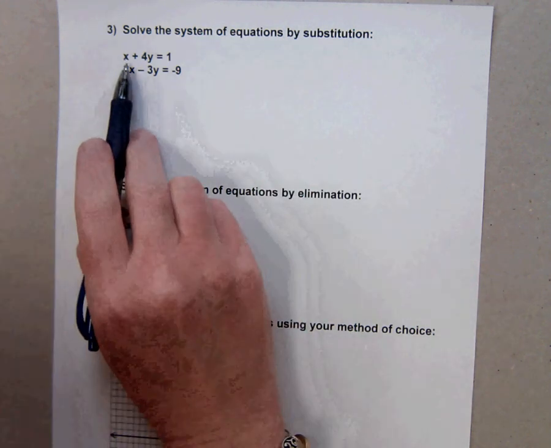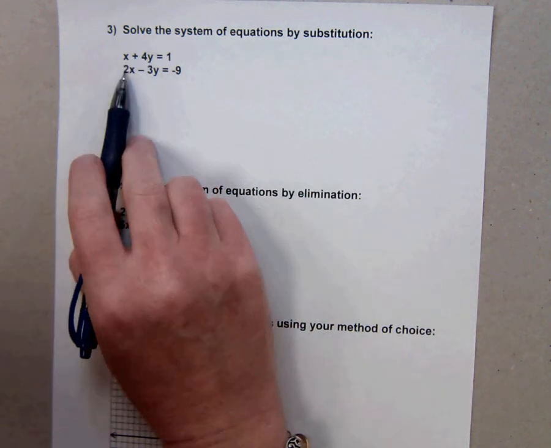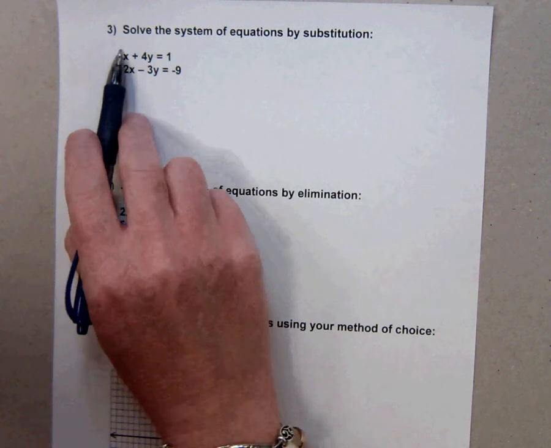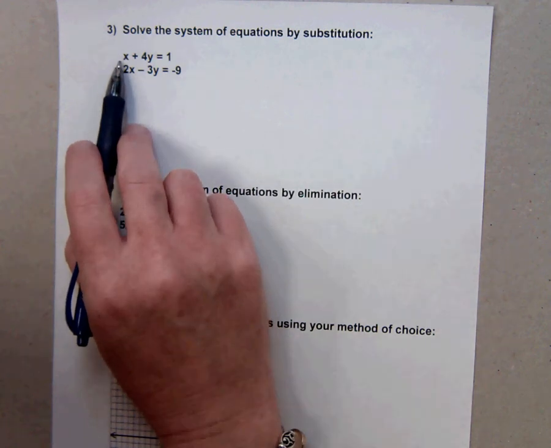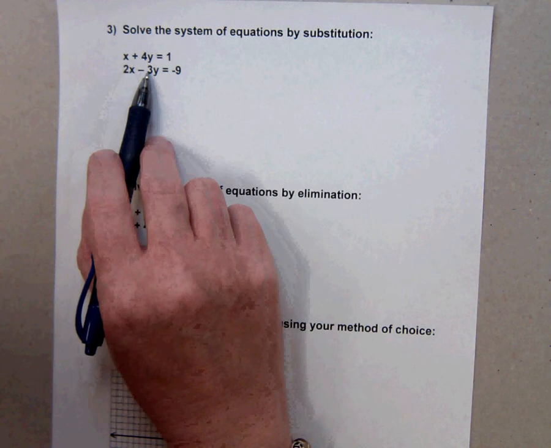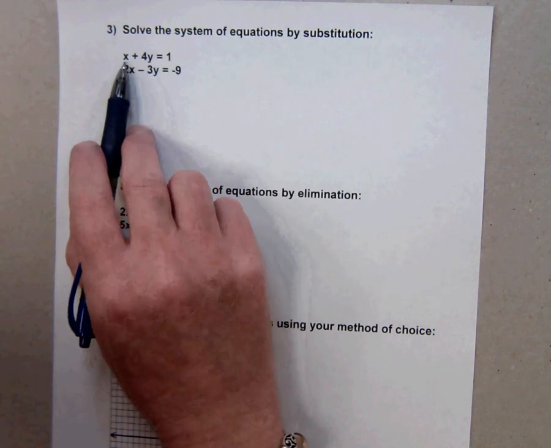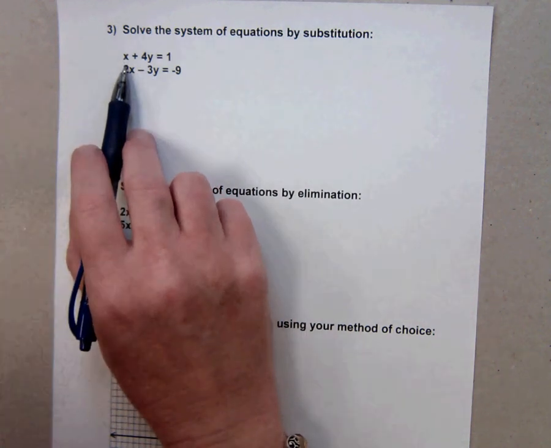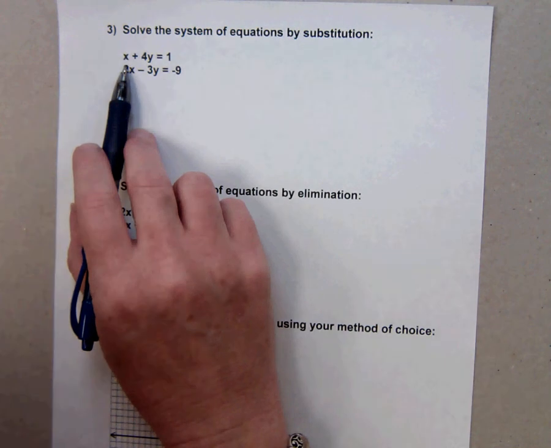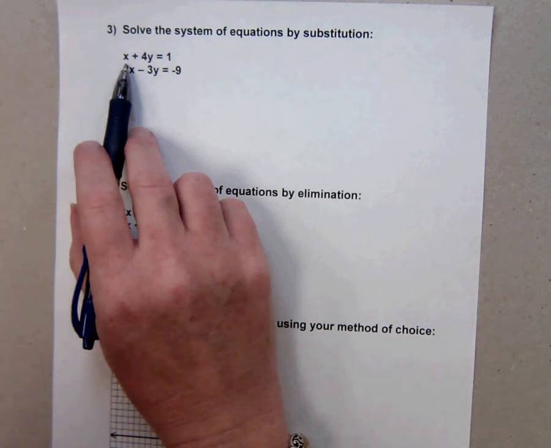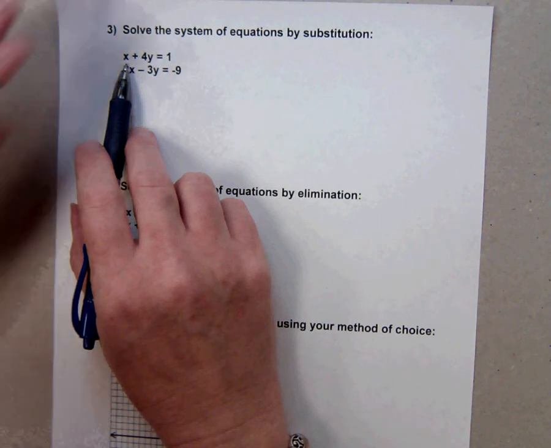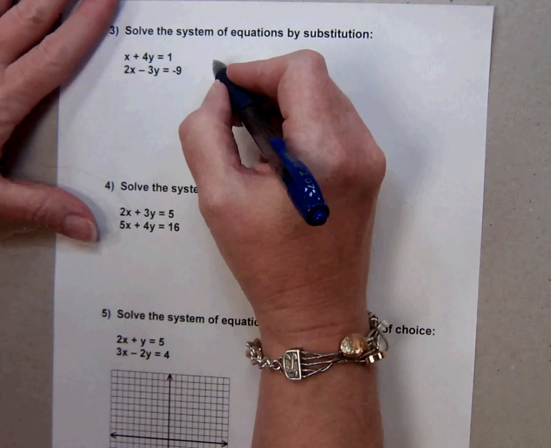If you'll look at the variables, the coefficients on the x are, this is understood to be a 1 and a 4 and a 2 and a negative 3. So if you want to solve by substitution, you want to pick one of the variables that has a 1 for a coefficient, and you want to solve for that variable. So on this one, I'm actually going to solve for the x in the top equation. So that's the one I'm going to solve for. So let's do that first.